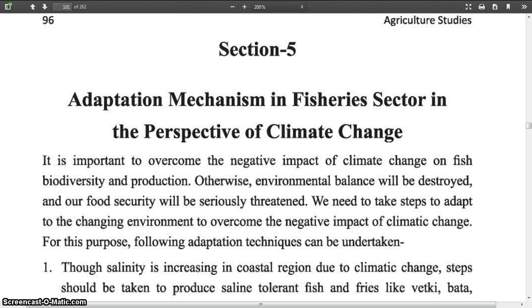You know that your upcoming fourth monthly exam syllabus. In the exam syllabus, there is chapter 3, section 5. So I have to discuss about this section for the examination. The title of this section is Adaptation Mechanism in Fisheries Sector in Perspective of Climate Change.